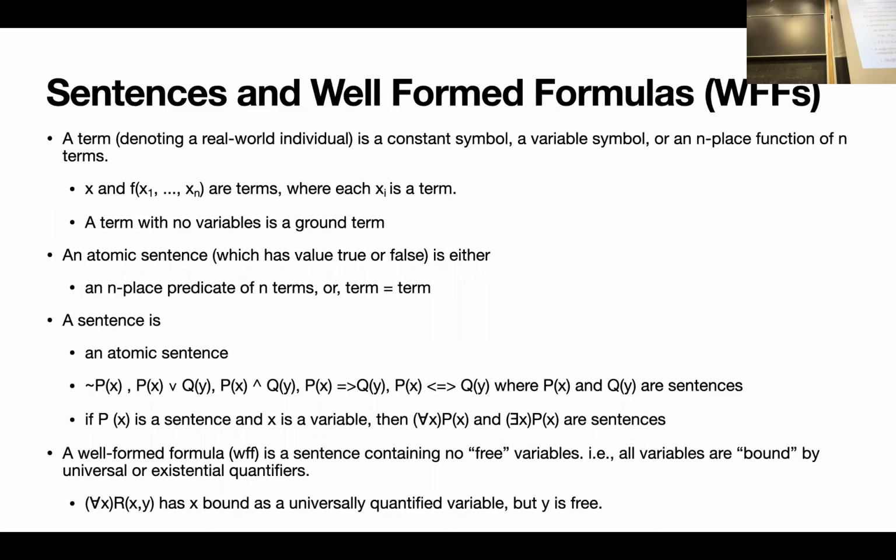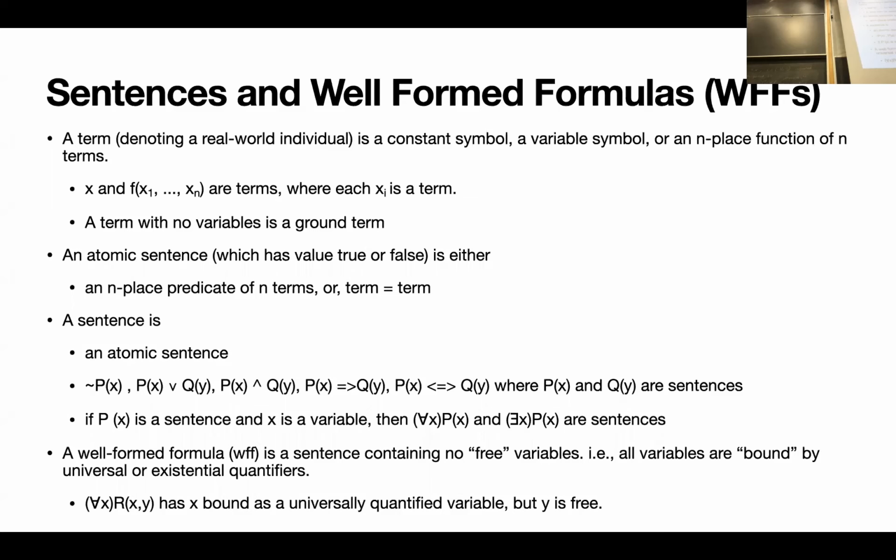Some more definitions. An atomic sentence is either an n-place predicate of n terms, or term equals term. This is what's called an atomic sentence. And a sentence can be either an atomic sentence, or one built with our symbols from propositional logic, and also those given by the universal and existential quantifiers.